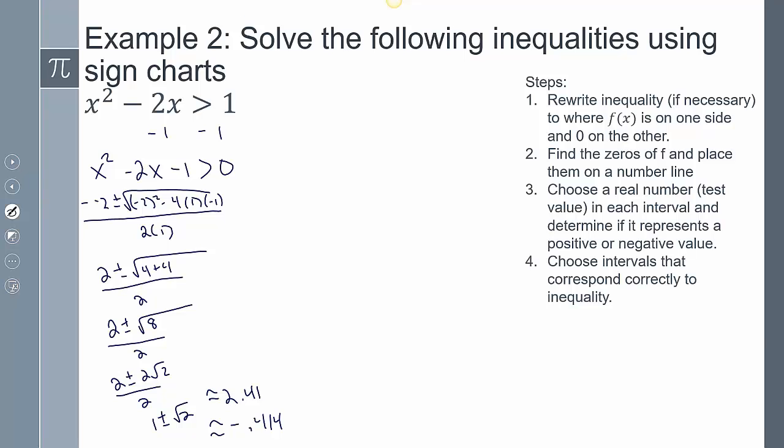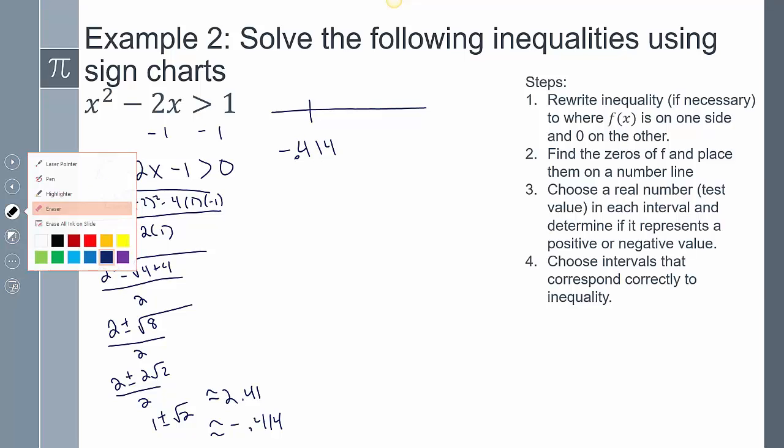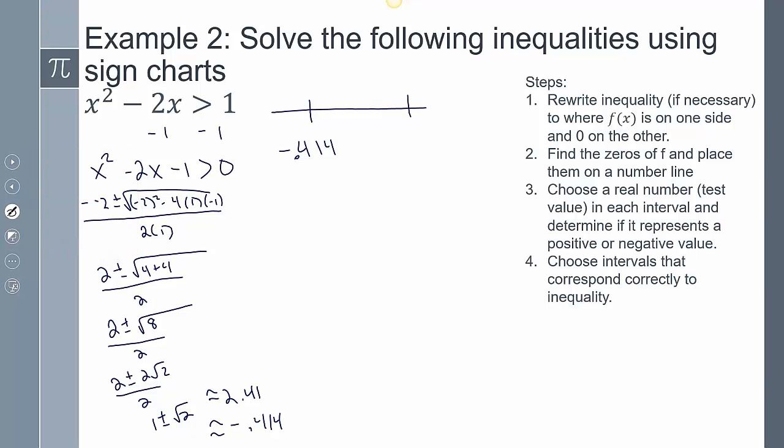So now, placing them on a number line, I have negative 0.414, and then positive 2.41. Now, because it says there's no equal to symbol, each of these are going to represent open circles.